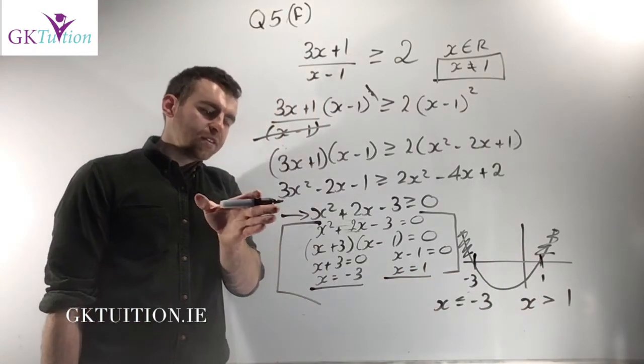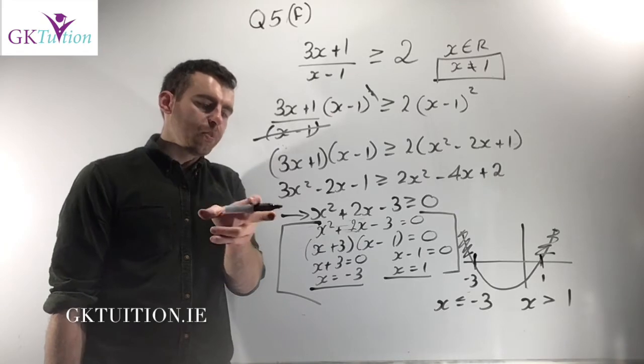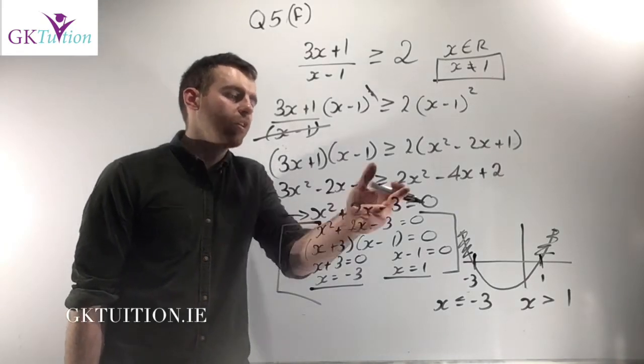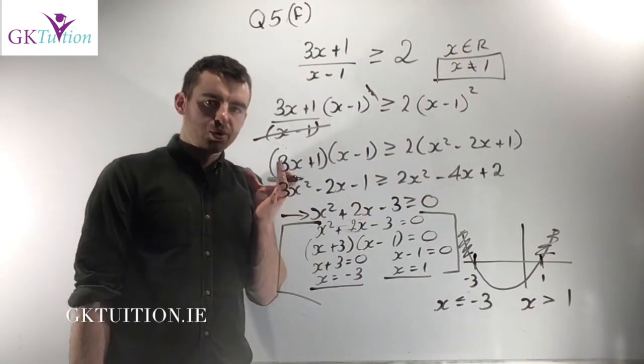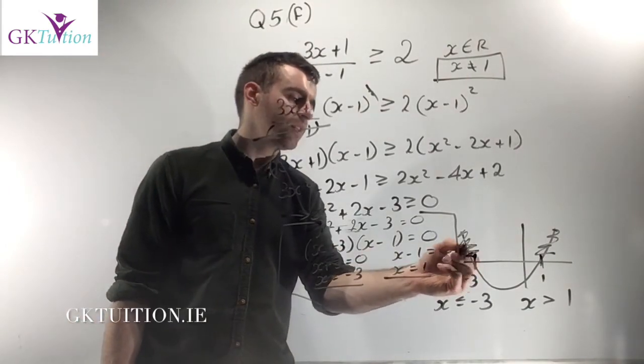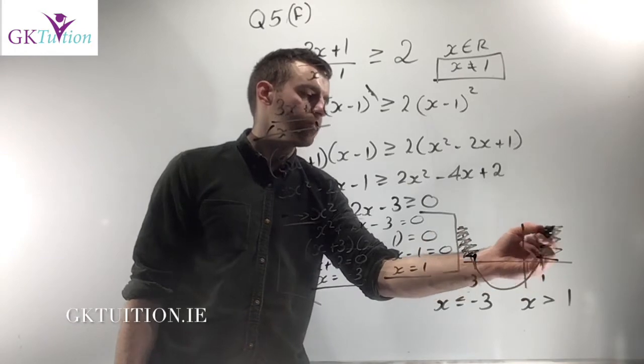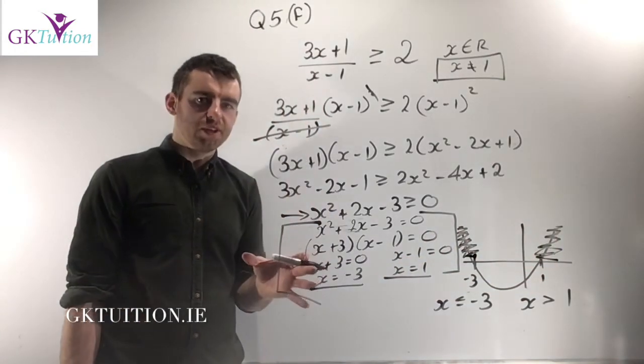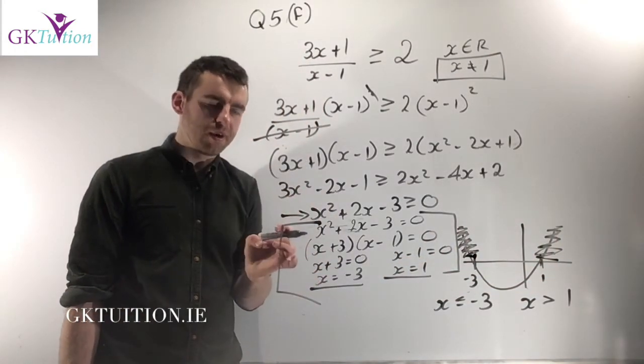Then you go back to the last line where you had an inequality. On this line it says, when is the quadratic greater than or equal to 0? The quadratic is greater than 0 when it's above the x-axis. So that refers to this region and it refers to this region. That's two separate regions, which means I have to give two separate answers.